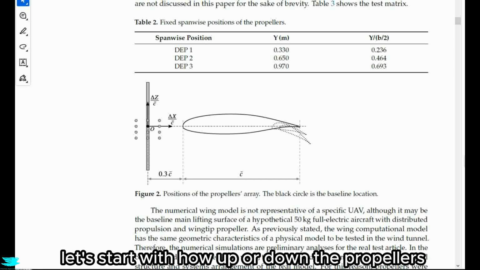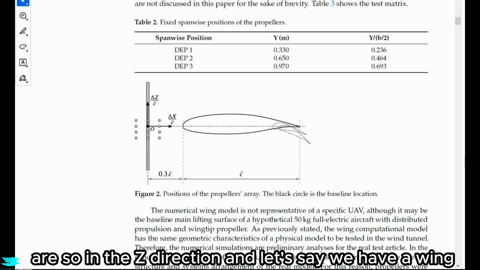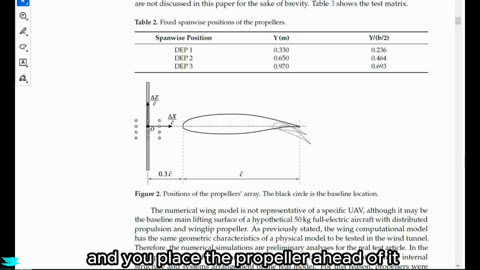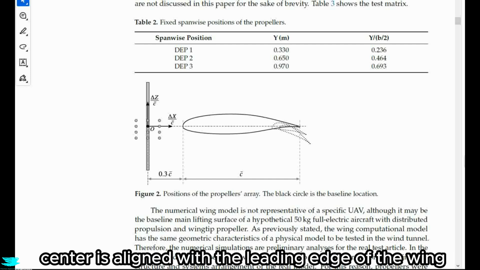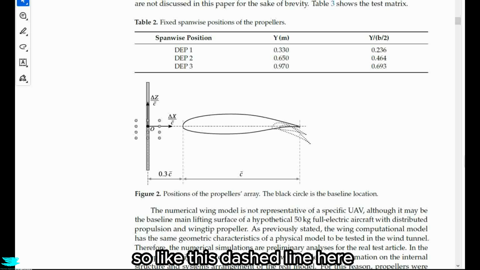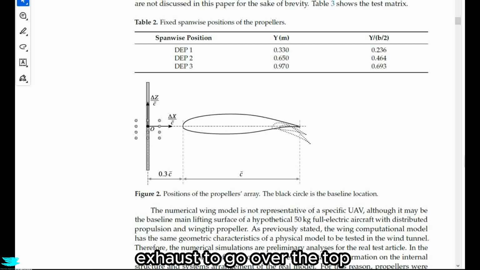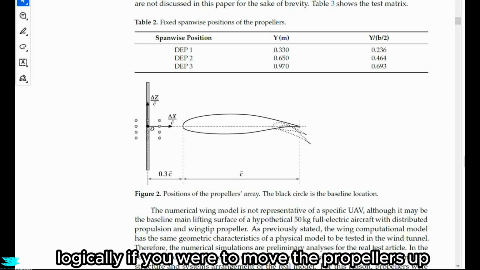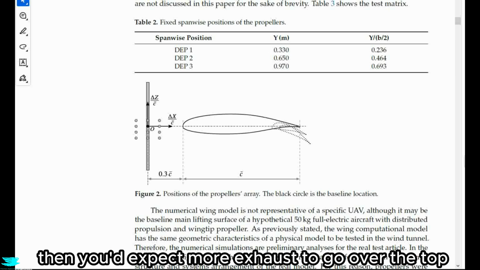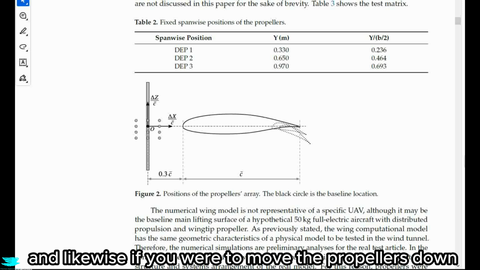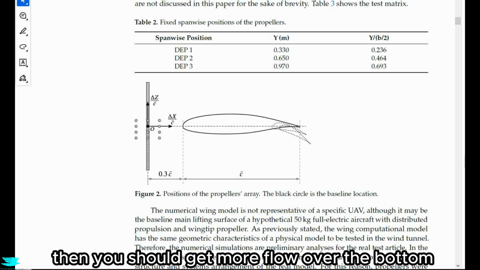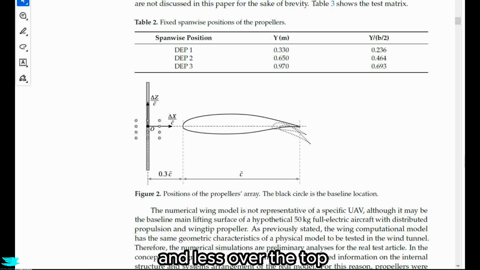So first, let's start with how up or down the propellers are, so in the Z direction. Let's say we have a wing and you place a propeller ahead of it so that its center is aligned with the leading edge of the wing. So like this dashed line here, these dots here. Generally, you would expect about half the propeller's exhaust to go over the top and half to go underneath the wing. Logically, if you were to move the propellers up, then you would expect more exhaust to go over the top and less over the bottom of the wing. And likewise, if you were to move the propellers down, then you should get more flow over the bottom and less over the top.